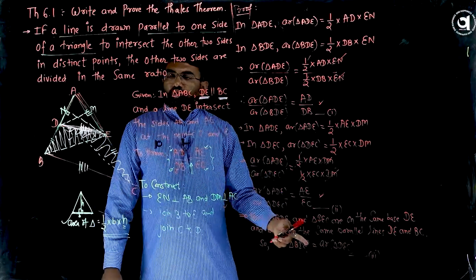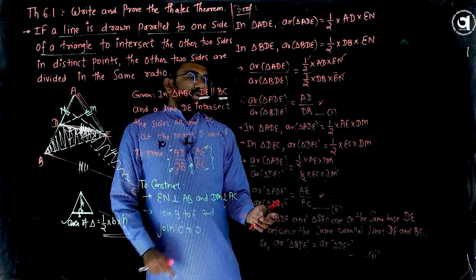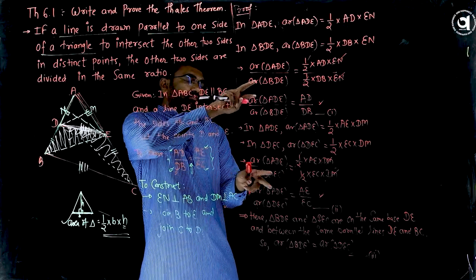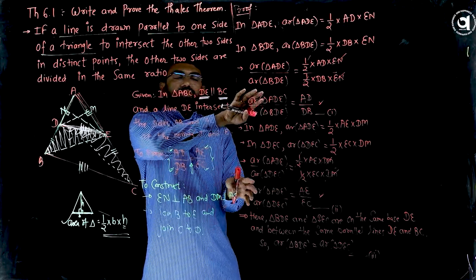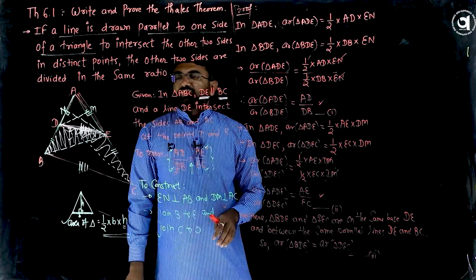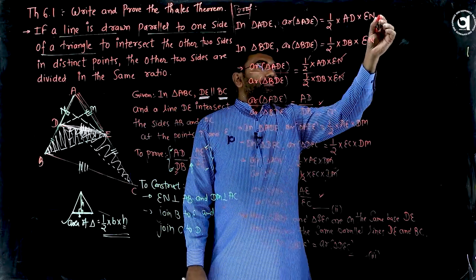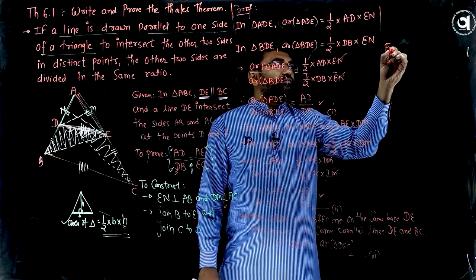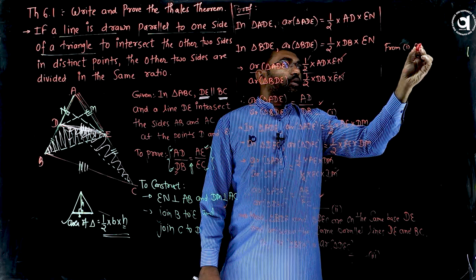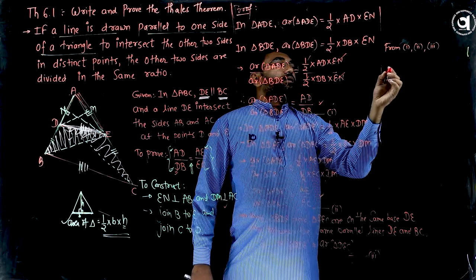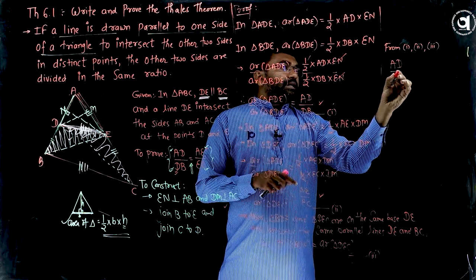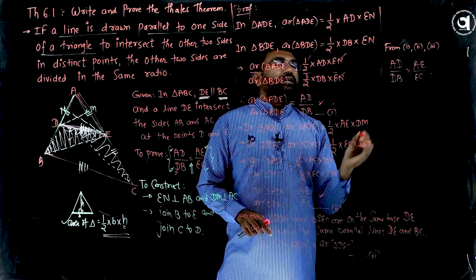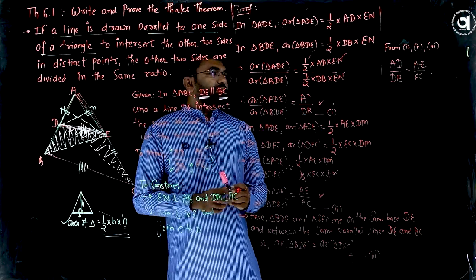So we have defined that these two triangles' areas are equal, and these two triangles are in the denominators of equation 1 and equation 2. So both equations' left hand parts are equal, so both equations' right hand parts are also equal. So both ratios become equal. From 1, 2 and 3, AD upon DB is equal to AE upon EC. That is what we needed to prove, that the ratios are equal.